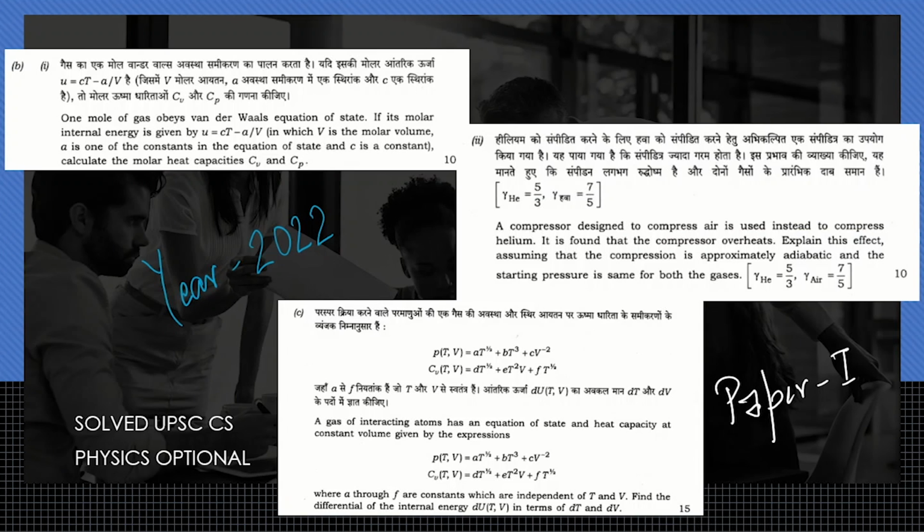In the first question we are given 1 mole of gas which obeys the van der Waals equation. Its molar internal energy is given as Ct minus A over V, which depends upon temperature and the molar volume V. Here A and C are constants, so we have to find the molar heat capacities Cv and Cp for this gas. So let's see how we will do this.